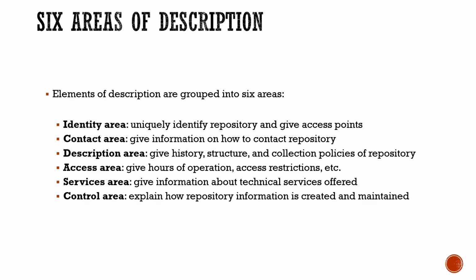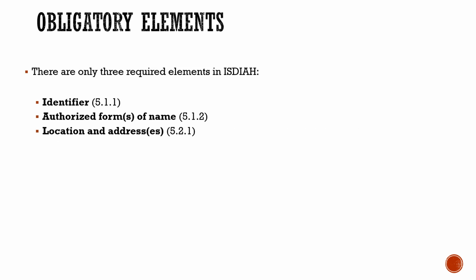Description Area. Here you give the history, structure, and collection policies of your repository. Access Area. Here you give the hours of operation, access restrictions, etc. Services Area. Here you give information about technical services offered. And Control Area. Here you explain how information about your repository is created and maintained. There are only 3 obligatory elements in ISDIAH and in AtoM. We will look at each in turn.